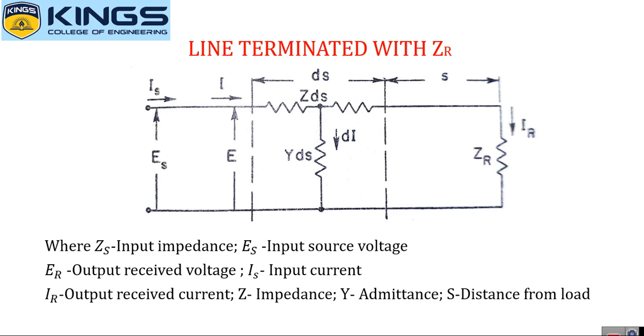In this circuit we see the load ZR, the receiving impedance on the receiver side; the circuit is terminated with ZR. ES is the supplied voltage. The circuit consists of many T networks, that is a cascade of T networks. Here Z is the impedance and Y is the admittance, and I and E are the point where the cascade T section starts. The length of the cascade T section is ds, and S is the point measured from the load.